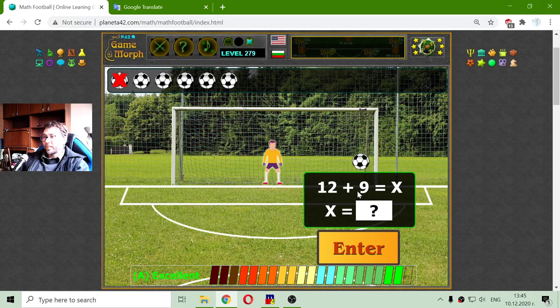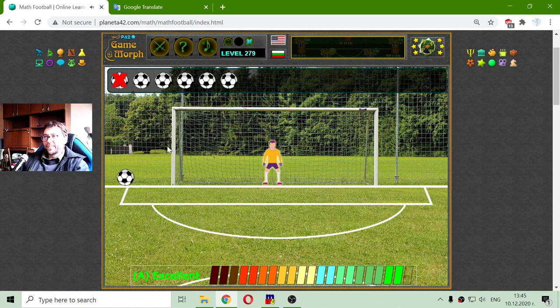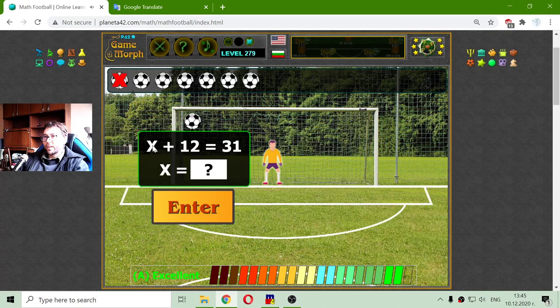Now, this is a little different, a standard equation. 12 plus 9 equals 20... 1. Okay. How much plus 12 equals 31? Again, moving from the other side, 31 minus 12, it should be 9.